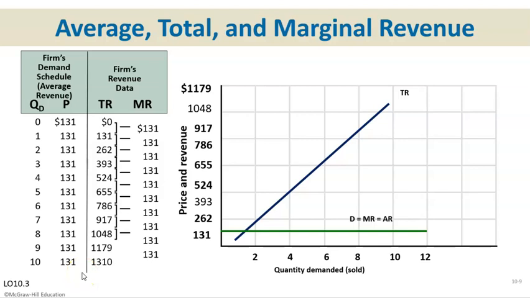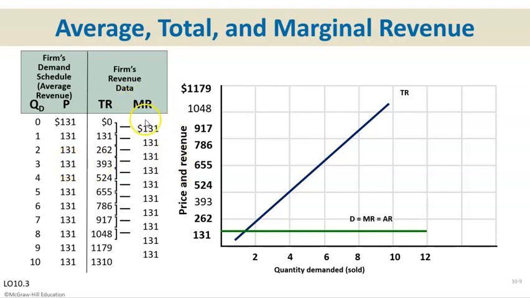So this is the information that's pulled from the textbook, which is basically what we just did. So they're giving you the firm's demand schedule. Notice that the price is always going to be the same, no matter what the quantity is. To get total revenue, we just multiply price times quantity. So this $393 here is just the quantity of 3 times the price of $131.